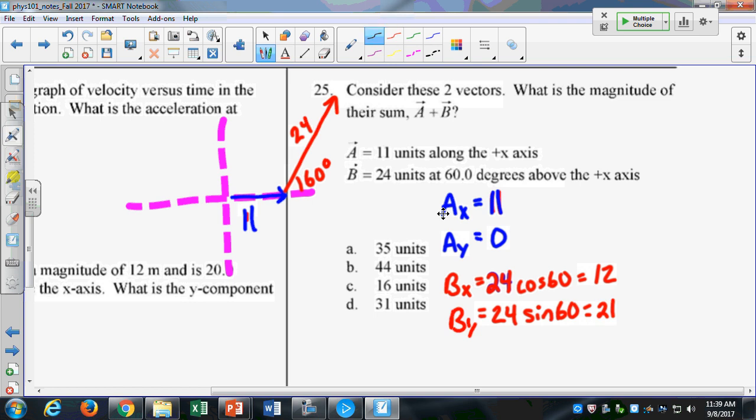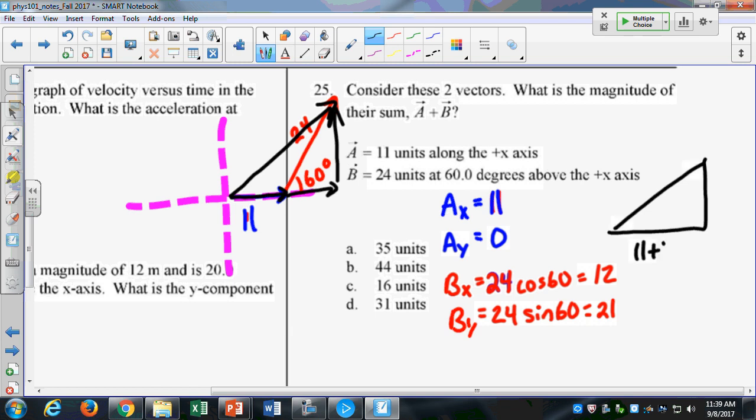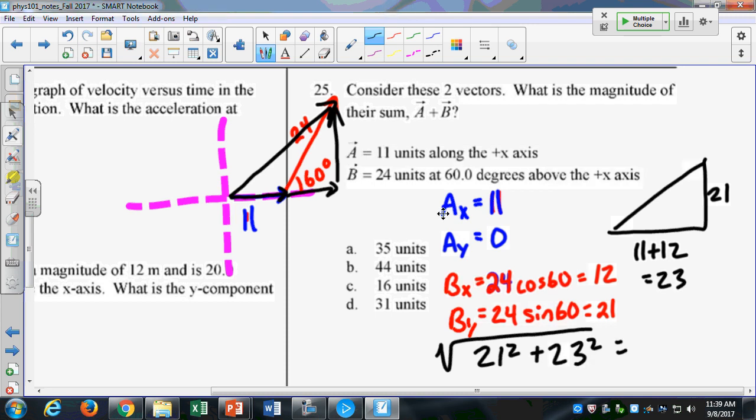So what I've done is I found AX, I found BX, and then I have BY. So now I'm creating this new triangle that's going to have sides 11 plus 12 and 21. And so now I'm almost there, right? This is equal to 23. So I do the square root of 21 squared plus 23 squared. And I don't know what that is. Does anybody know?